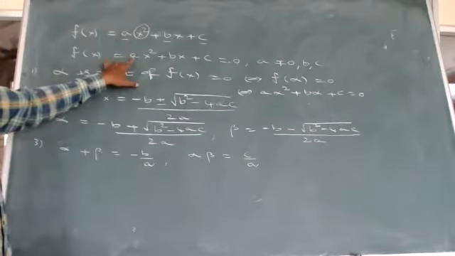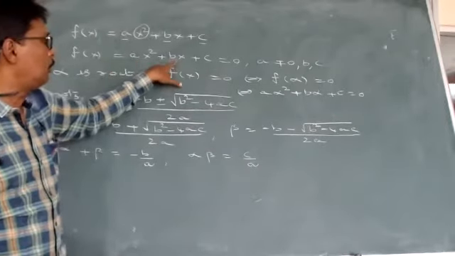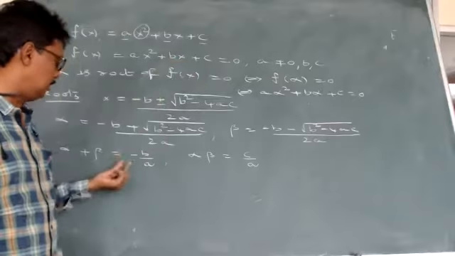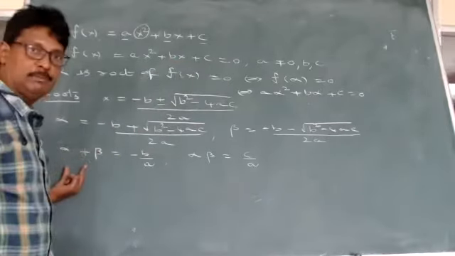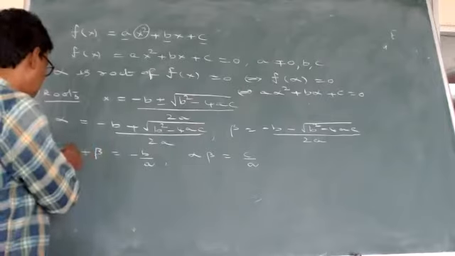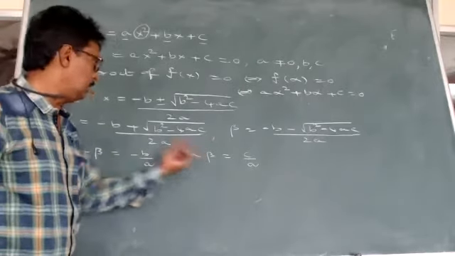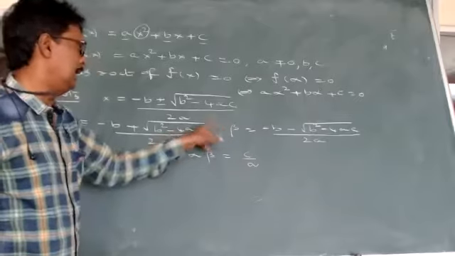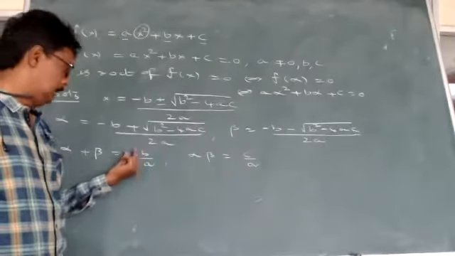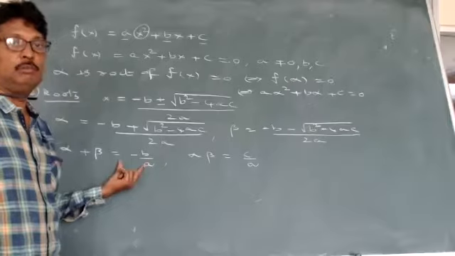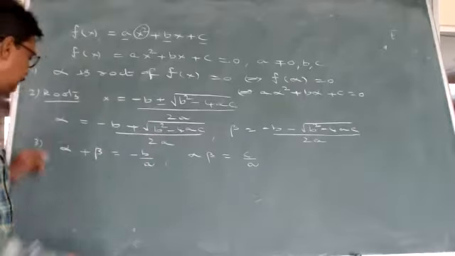Already we discussed a is the coefficient of x square, b is the coefficient of x, c is the constant term. So sum of the roots alpha plus beta is equal to minus b by a, and the product of the roots after multiplying will be c by a. These two formulas will be useful in some problems and some theorems also.